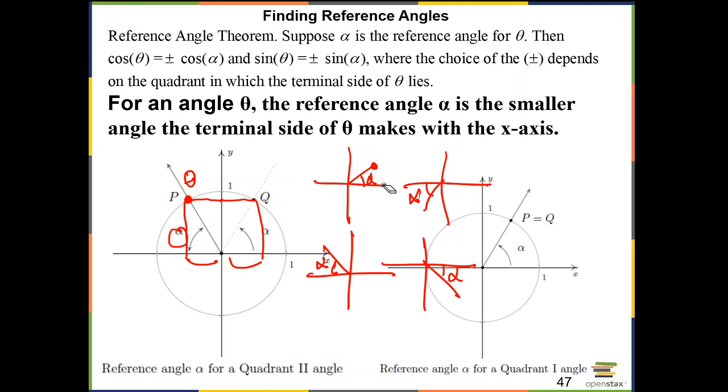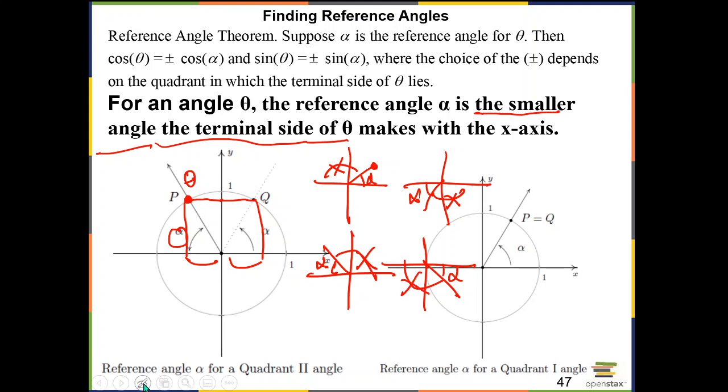So you see, we can actually define the reference angle to be the smaller angle that the terminal side of theta makes with the x-axis. See? Not this one, but the smaller one.